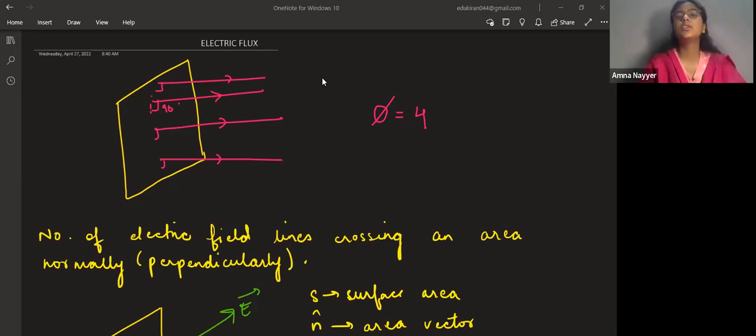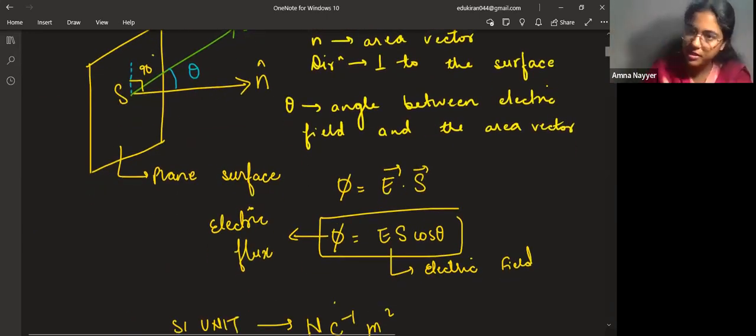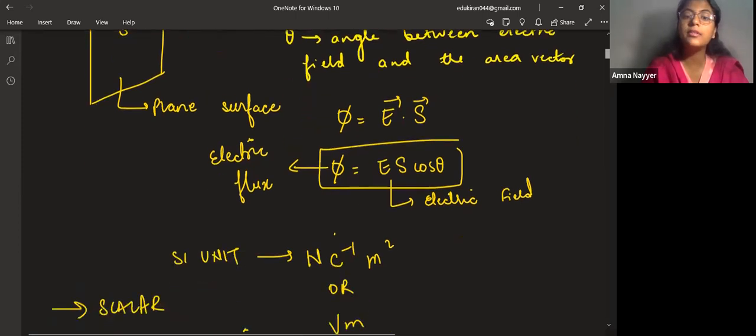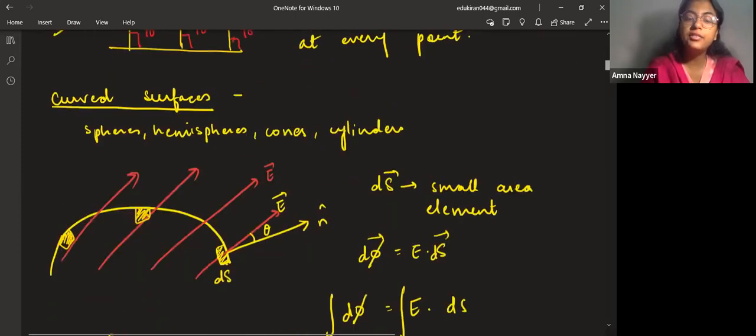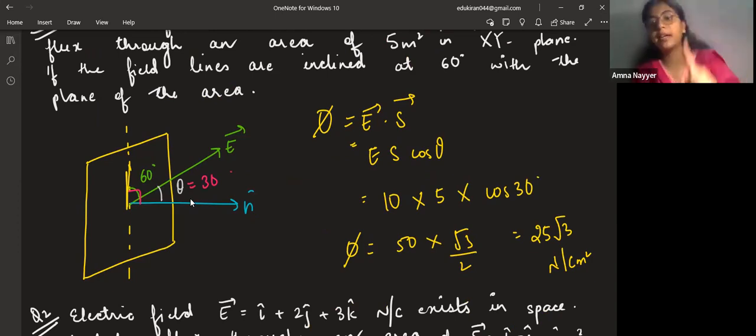All right. So, the formula for electric flux is E dot S, that is ES cos theta, where E is electric field, S is the surface area, be it a circle, sphere, square, cube, anything. And theta is the angle between electric field and area vector. We saw a question where the angle between electric field and the plane was given as 60 degrees. So we didn't use it directly; we subtracted it from 90 degrees and used that angle.